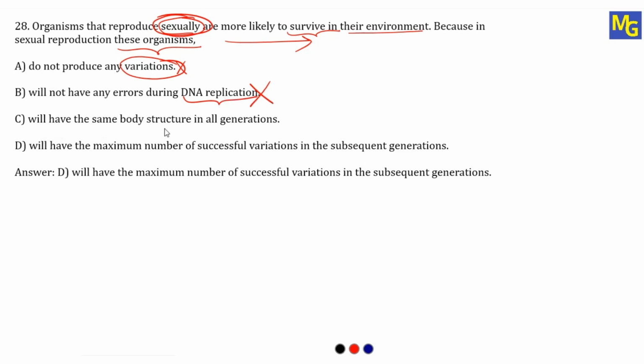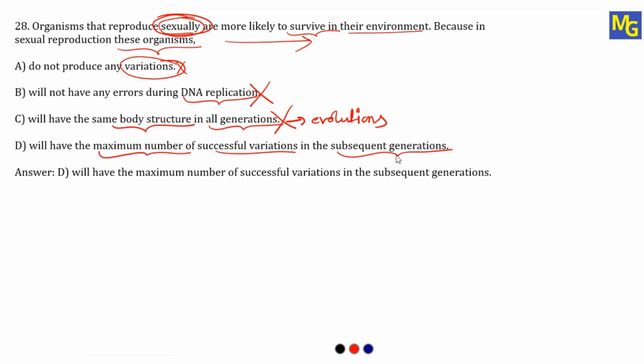We'll have the same body structure in all generations. For some duration it is correct, but as variations slowly take place, these variations will accumulate and evolution takes place. So whenever evolution takes place, the body structures also sometimes change. So that's why this again cannot be the correct option. So the correct one will be D. We'll have maximum number of successful variations in the subsequent generation.